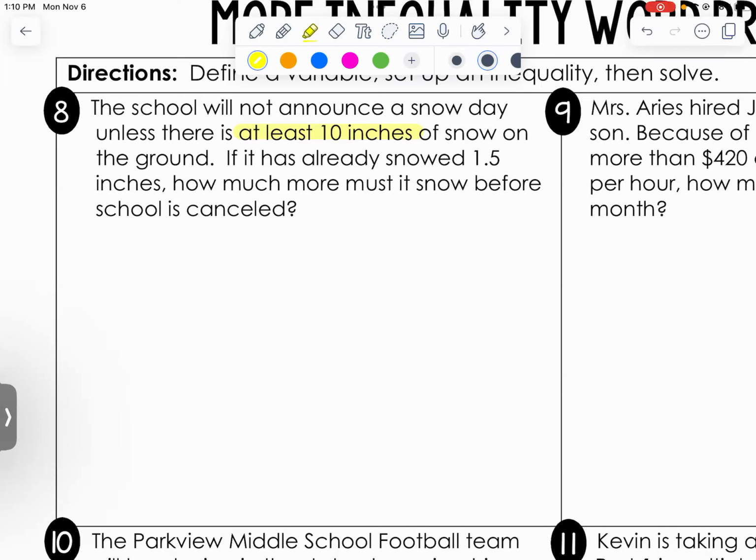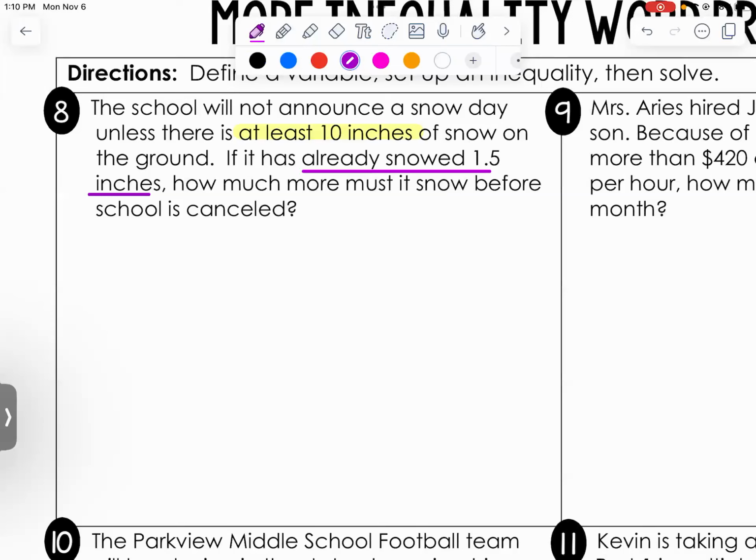If it has already snowed 1.5 inches, how much more must it snow before school is canceled?